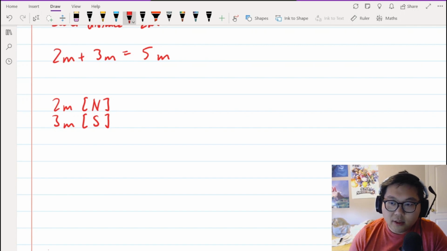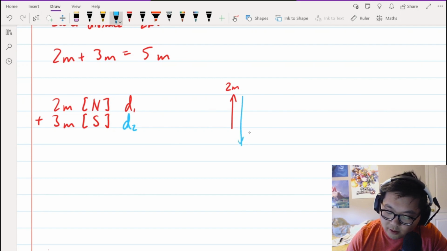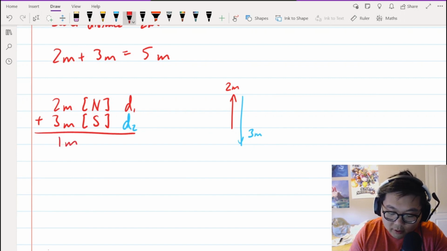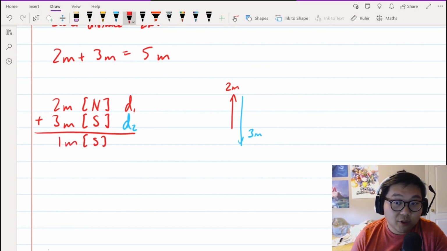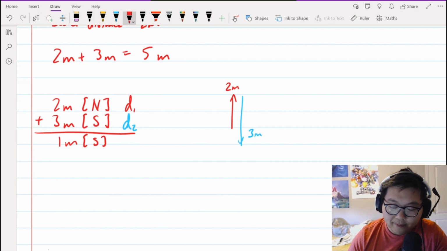So there are a couple of ways to add vectors together. First, we'll start out visually. If we want to add these two vectors together, this first one we'll call D1 and the second one we'll call D2. And we'll represent D2 in blue. So D1 would be something like this, 2 meters to the north. And then D2 is 3 meters to the south. And so what we actually end up with here is 1 meter to the south. So here we have 2 meters plus 3 meters happens to be 1 meter. And the reason this happens is because of direction.